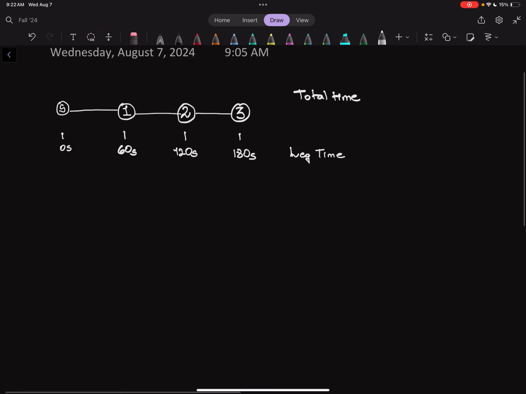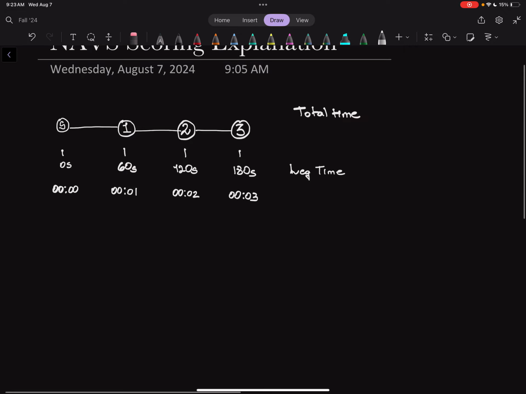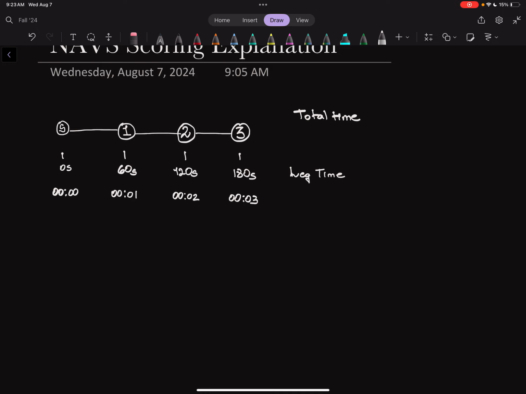Now, let's look at this from the perspective of a clock. Let's say you start at midnight. It'd be nice to do a night nav. And then after 60 seconds, if you're perfect, you're going to be here at 0001. You're going to be here at 0002 at your second point, and your final point should be at 0003, right? So that's another way to see that your total leg time is 3 minutes or 180 seconds.